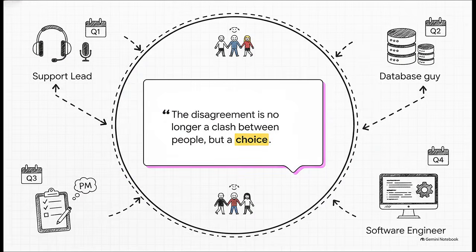And this brings everything full circle back to our dashboard team from the intro. When they plot their chaotic argument onto the map, they quickly realized the support lead was hanging out in Q1, the database guy was stuck in Q2, the PM was over in Q3, and the software engineer was totally jumping the gun in Q4. Once they could visually locate each other, the clash of personalities just vanished. It became a choice between options. They finally agreed on one problem definition, and they moved through the quadrants together as a team.